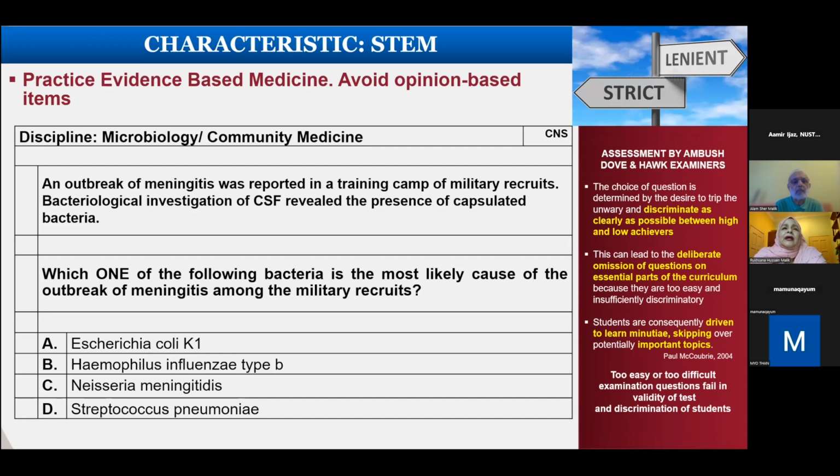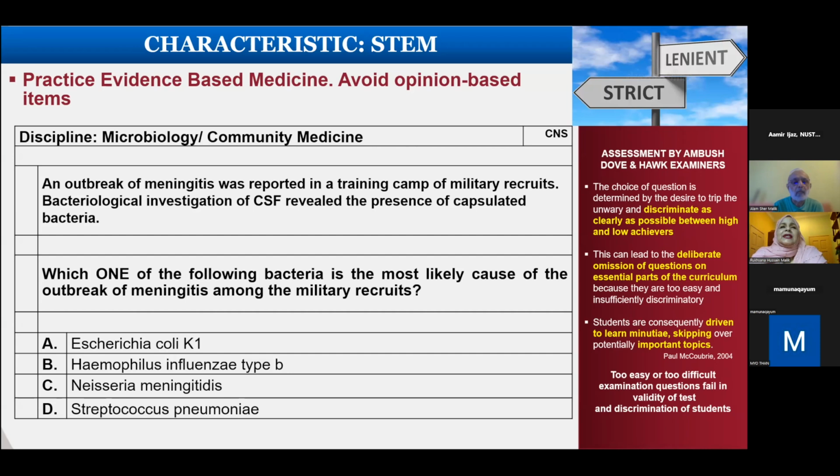The practice should be evidence-based medicine. We should avoid opinion-based items. Now, if you look at this question, there are 4 options given: E. coli, Haemophilus influenzae, Neisseria meningitidis, and Streptococcus pneumoniae. We can change the scenario and change the answer of the question in different examinations, for example. And these questions are usually taken from research articles by the microbiology people.